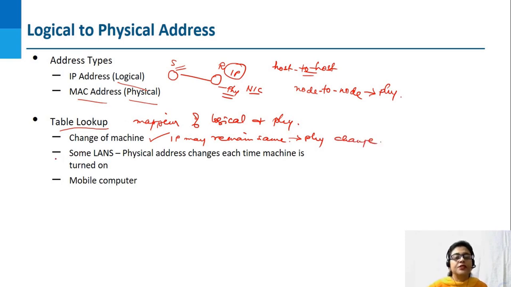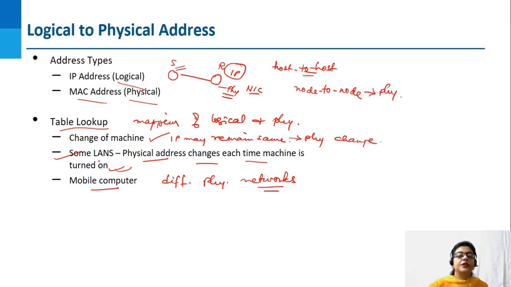but the physical address may change. There are some cases where, in some LANs, the physical address changes each time the machine is turned on. And for a mobile computer, we know that it can be connected to different physical networks. So for these cases, there is a difficulty, and there will be a change in the mapping of logical and physical addresses.